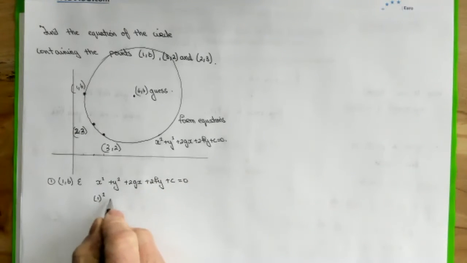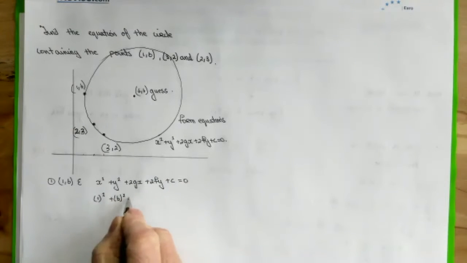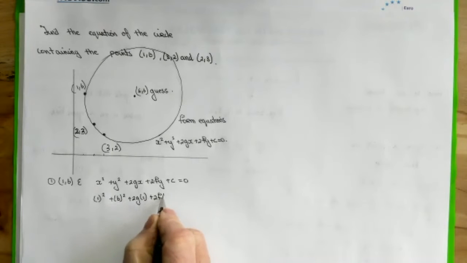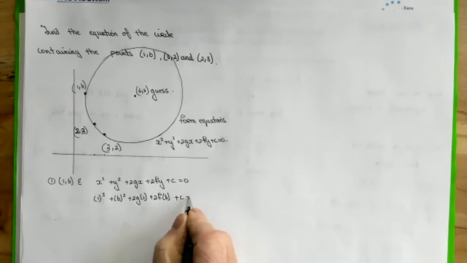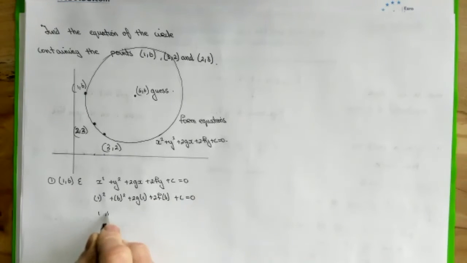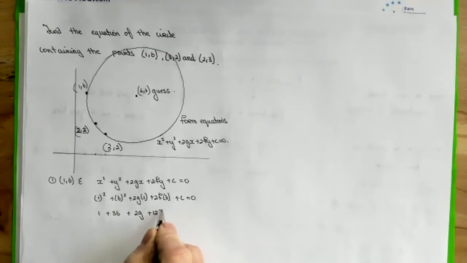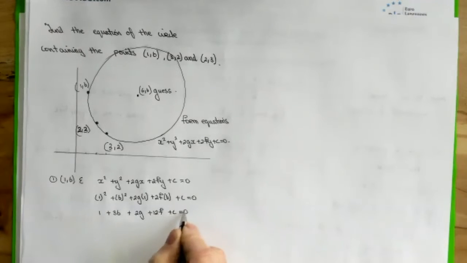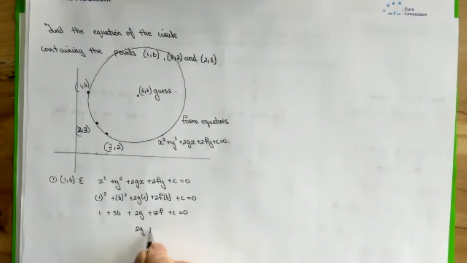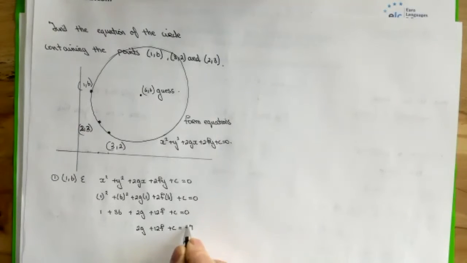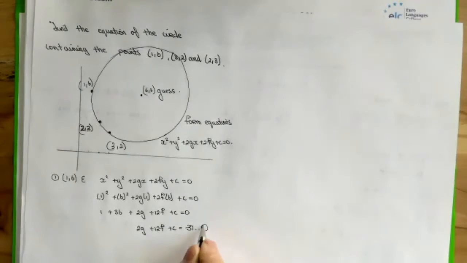1 squared plus 6 squared, plus 2g by 1, plus 2f by 6, plus c is 0. So 1 plus 36, plus 2g, plus 12f, plus c is 0. Now that's the equation: 2g plus 12f plus c equals minus 37. That's my first equation.